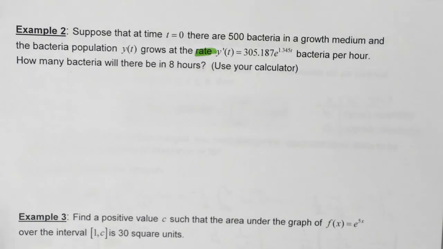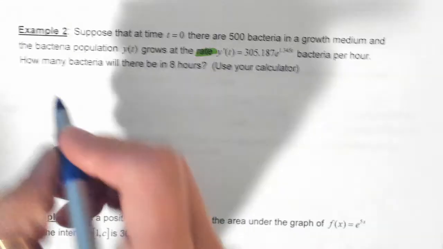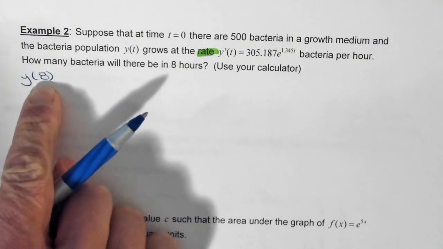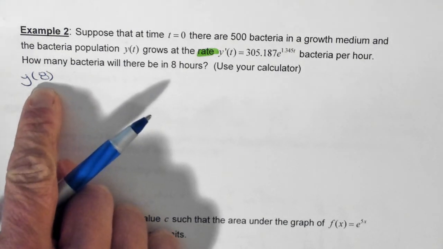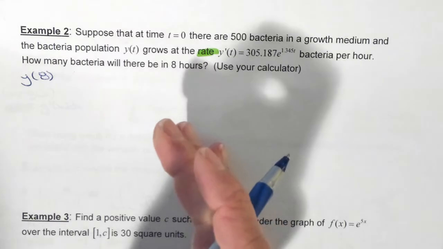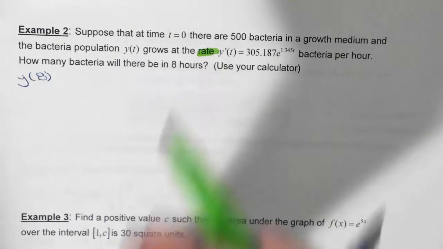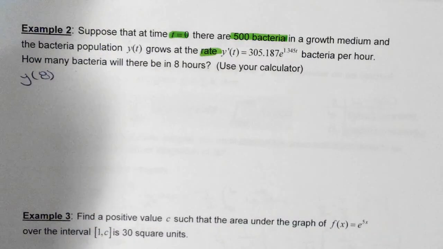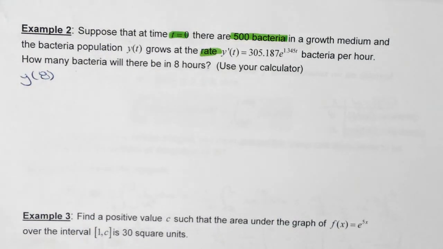So if the derivative is the rate, how do I get the number of bacteria? Yeah, you have to integrate. And even if you didn't know that, we're in an integration unit, so that should have kind of been the clue, right? So what they want is y of 8, meaning how many bacteria there are after 8 hours. Okay, but what you have to consider was that you didn't start off with 0 bacteria. You actually started with how much? 500. Exactly. So this is called an initial value problem.